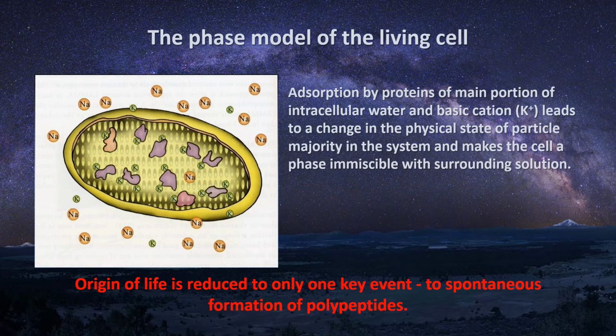From the standpoint of the bulk phase model of the cell, proteins are carriers of the fundamental physical properties. With this approach, the origin of life is reduced to a single key event, to spontaneous formation of polypeptides. Once they are formed, they inevitably exercise their sorption properties, bind water and potassium, associate with each other to form a compartment with special physical conditions inside.